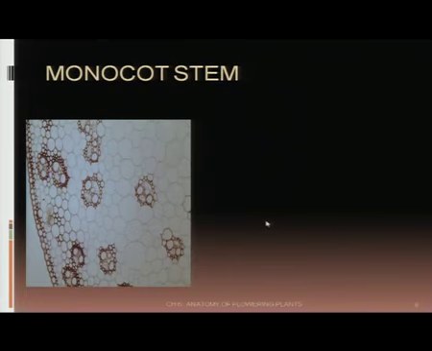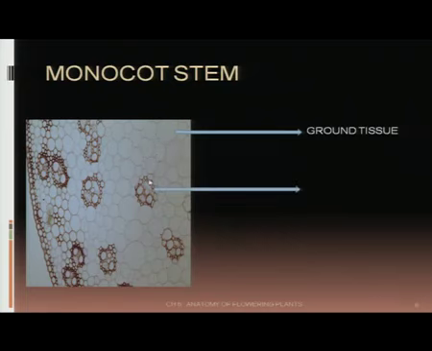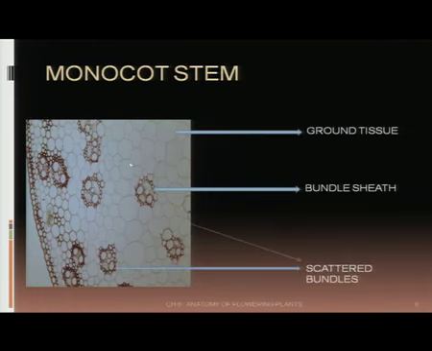When we compare this structure with the monocot stem, we found that the pith is absent, but the ground tissue is present, which is largely parenchymatous, and the vascular bundles, they are enclosed by a bundle sheath layer and they are scattered all over the stem TS.